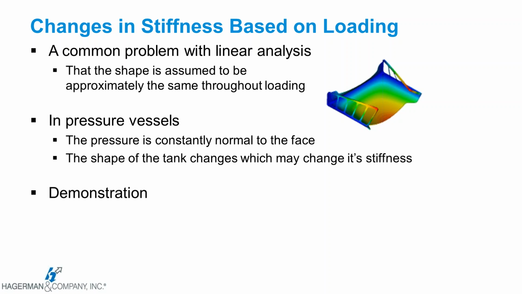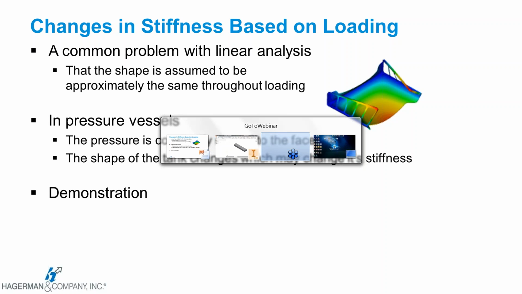Another example is inside of a pressure vessel, right? The pressure is constantly normal to the faces. The shape of the tank may change, which will directly affect the stiffness of the tank shape. So in our case, we've got a quick model of this to kind of show.